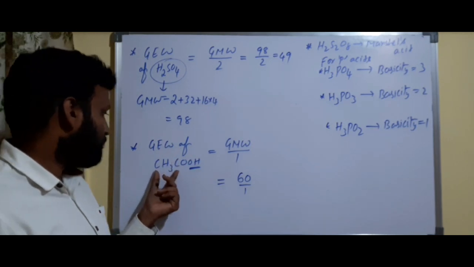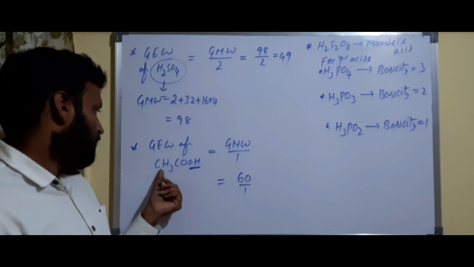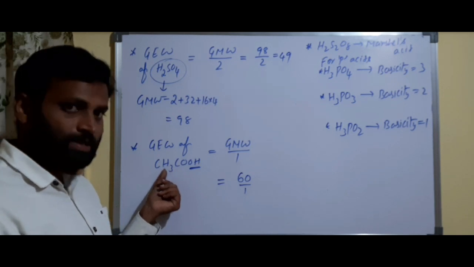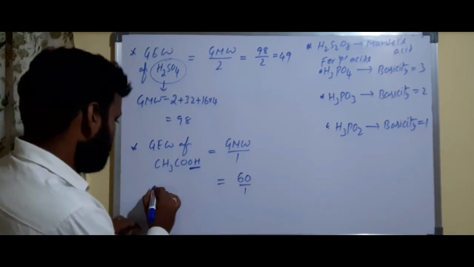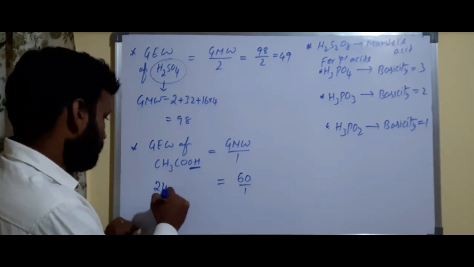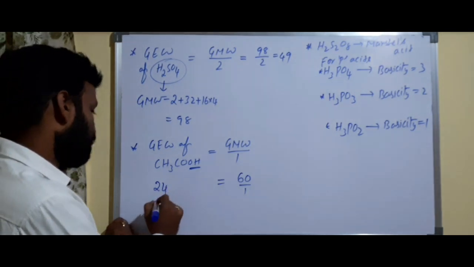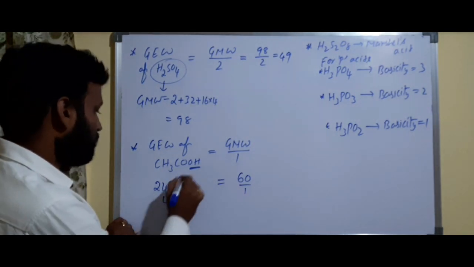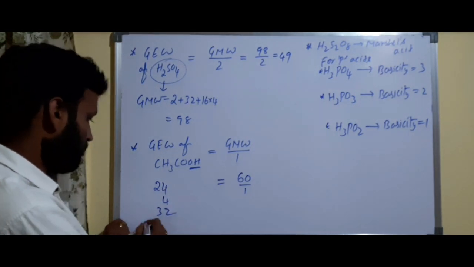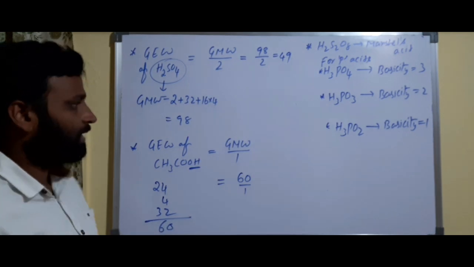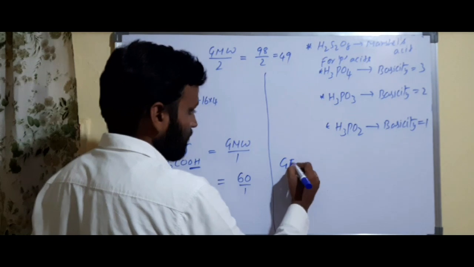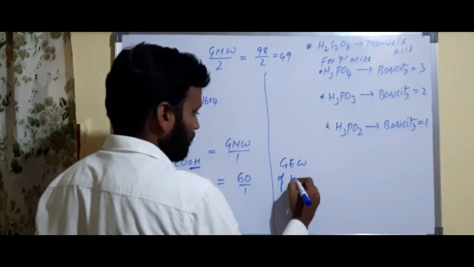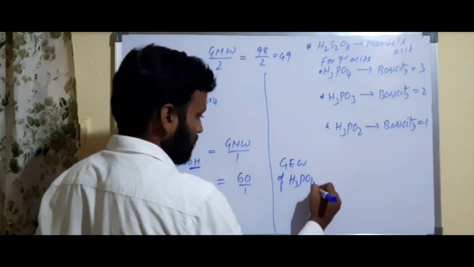Two carbons are 24, four hydrogens are 4, two oxygens are 32. So 24 plus 4 plus 32, total 60. Like this. Okay, in this way you can say what is the gram equivalent weight of H3PO4.